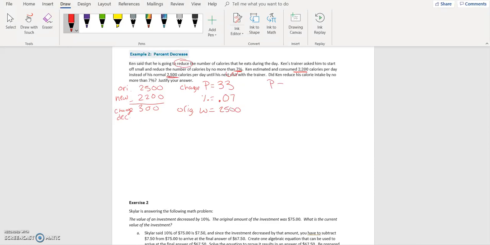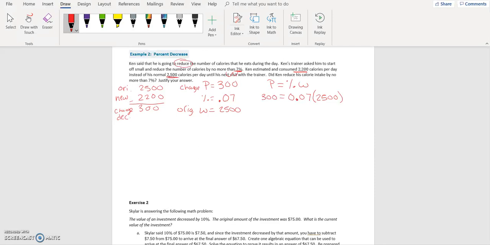Okay. Always write it. P is equal to percent times the W. So our part we said is 300. Why did I write 33? I don't know, but let's change that. Is equal to, the percent we know is 0.07. And the whole, we're multiplying, so let's show that with parentheses. Sorry. 2500. That was our whole.